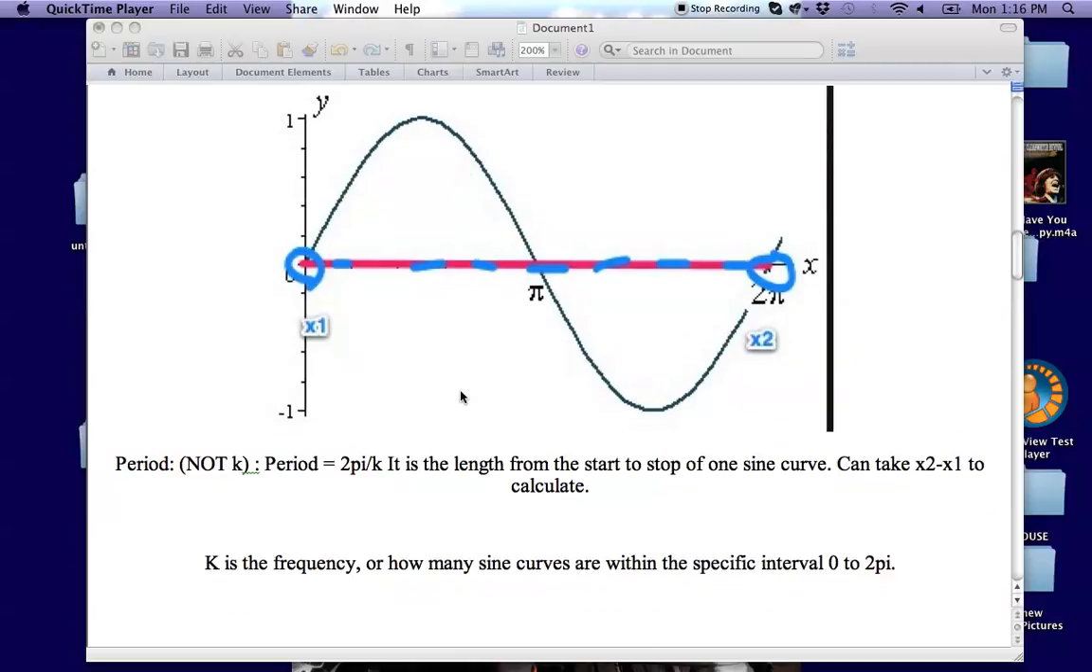Now, k is called the frequency. It is how many sine curves are within that specific period, 0 to 2 pi. Since the period is 2 pi, when we plug 2 pi into the period equation, we get 1 for k. This is not always 1, nor is it always 2 pi. You have to look very carefully at what scale your x-axis is in.